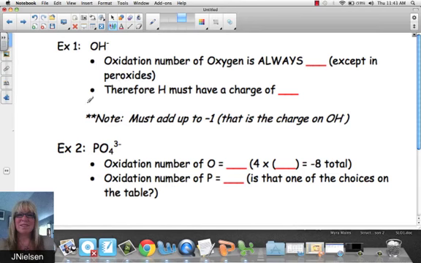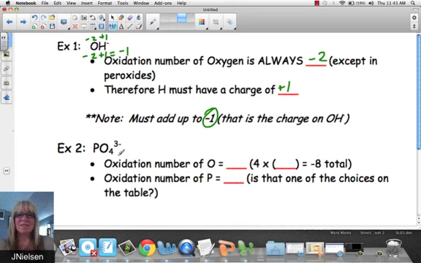Okay, let's do a few review examples here. Oxygen is always -2, except in peroxides. Therefore, H must have a charge of, so if this is -2, and it has to add up to -1, then H must be +1, because -2 and +1 is -1. Must add up to -1. That's the charge on the OH ion.